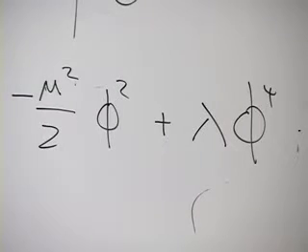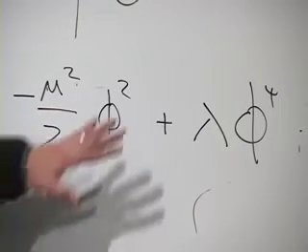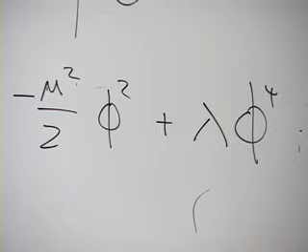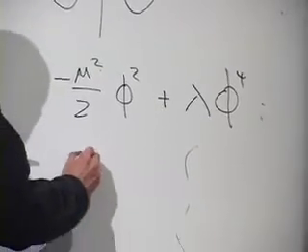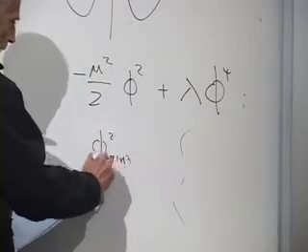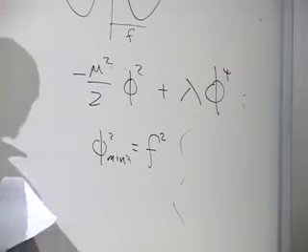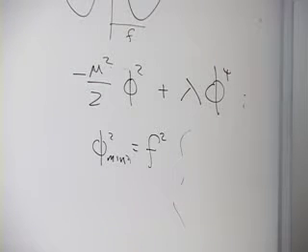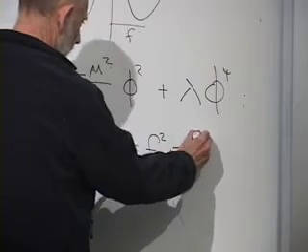All right. Where does the minimum occur? We can calculate the minimum by differentiating with respect to phi and setting the derivative equal to 0. And what you'll find is that at the minimum, phi min squared, which we also called f squared, remember, we call this distance here f, is equal to mu squared over lambda.